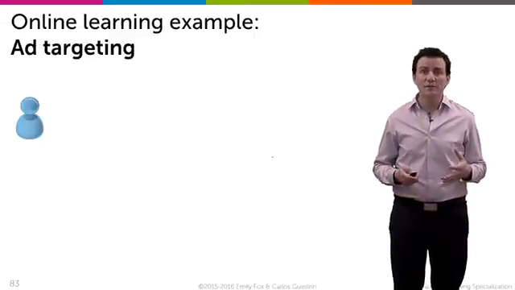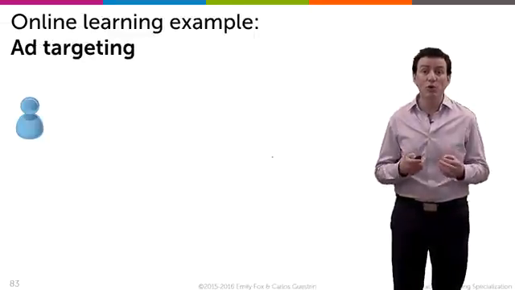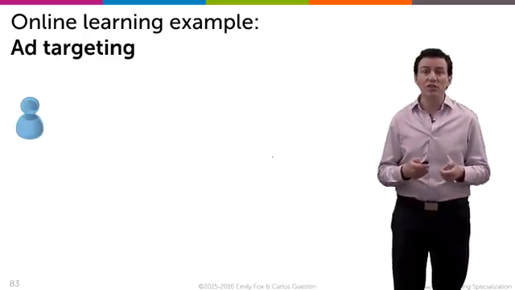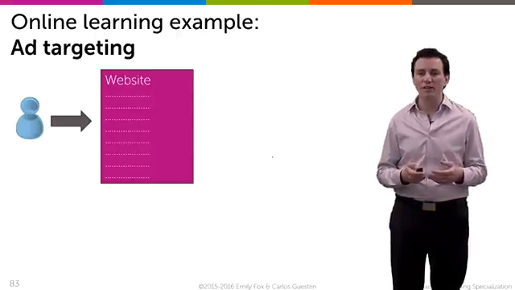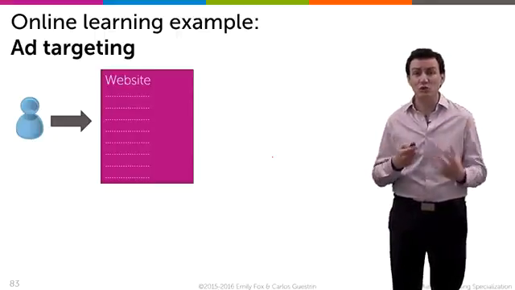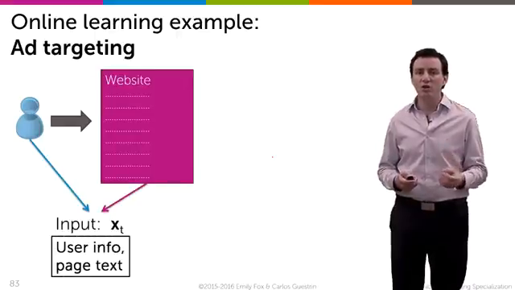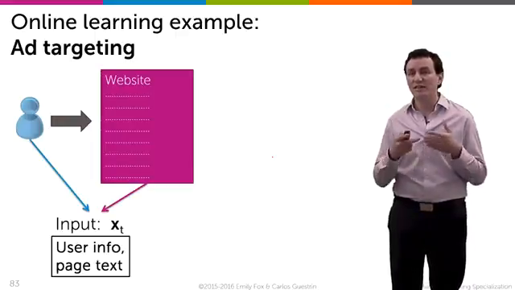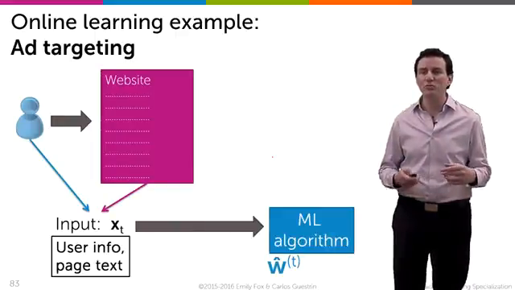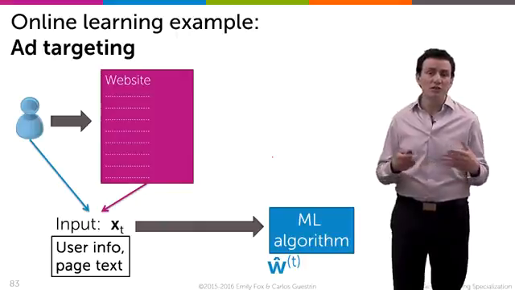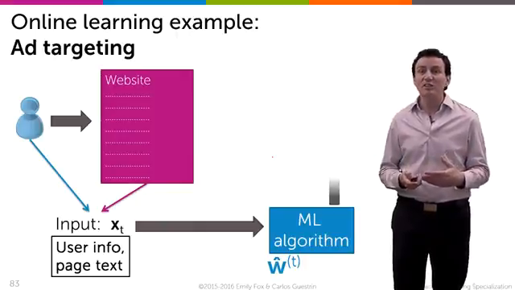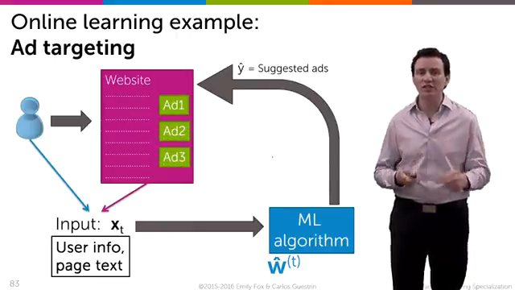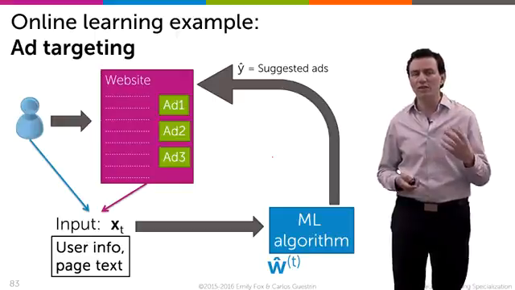To better ground the ideas, let's look at a really practical, real-world example of where online learning makes a huge difference. And it's on ad targeting. So let's say you're navigating the web and you hit a particular website. What's happening behind the scenes when you're shown ads? Well, some information about you, like your age or other websites you've visited, and some information about the website, like the text of the website, are fed into a machine learning algorithm that's going to use some set of coefficients, W hat T, to figure out what are the best ads to show you. And we're going to call that Y hat, suggested ads. It might show you ad 1, ad 2, ad 3, and so on.